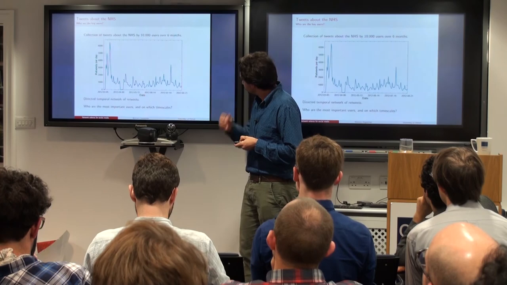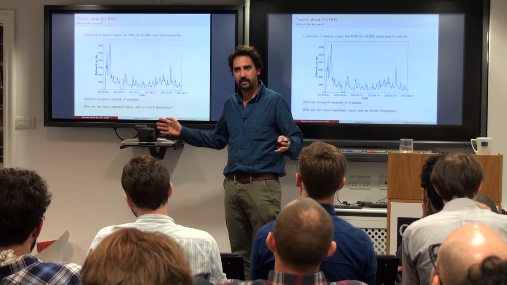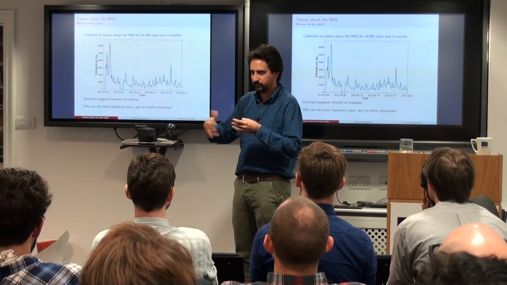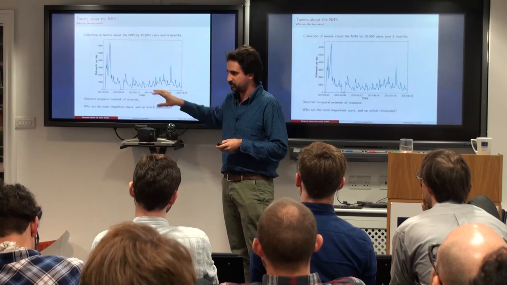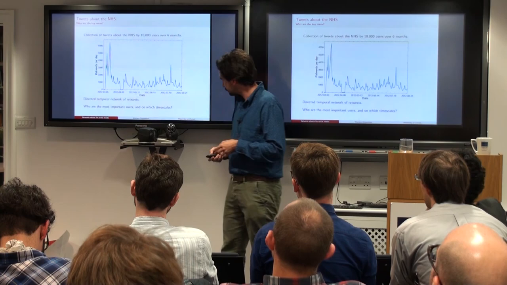And the data set that we used to test this idea was a data set of tweets about the NHS in English. So we took every tweet in English that contains the hashtag NHS. We took the 10,000 most active accounts just to filter out all the stuff. And this is the number of retweets per day that these people achieve. And this is during the time that the coalition government was trying to introduce some NHS reform. So there were lively debates in July and in March. So this is also an interesting data set.